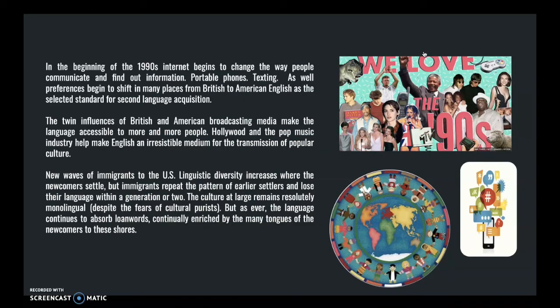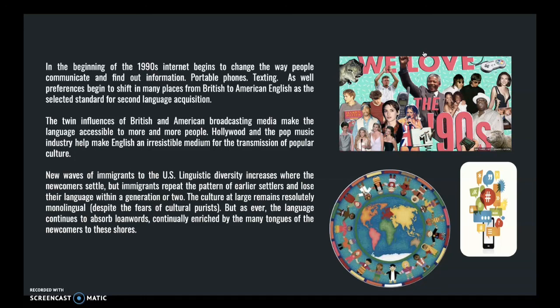Now, starting in the 1990s, the internet began to change the way people communicate and find out information. English had a huge change. Portable phones, texting, as well as preference began to shift in many places from British to American English as the selected standard for second language acquisition. The twin influences of British and American broadcasting media make the language accessible to more and more people, and Hollywood and the pop music industry help make English an irresistible medium for transmission of popular culture. Media and pop culture helped shape the way English was seen around the world.